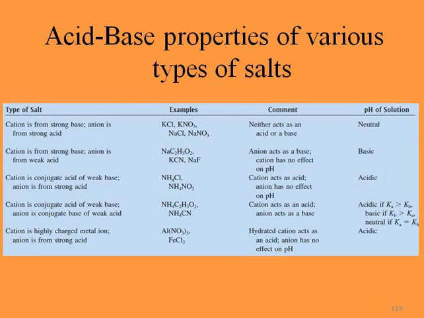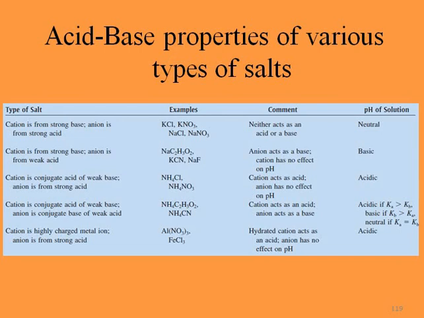Second one is going to be cation is from strong base and anion is from weak acid. So since cation is from strong base, cation has no effect on pH because it is very weak. But the anion, since it's from weak acid, is going to be a strong conjugate base. So acts as a base, and the pH of solution will be basic. For example, we have sodium acetate, KCN, and NaF.